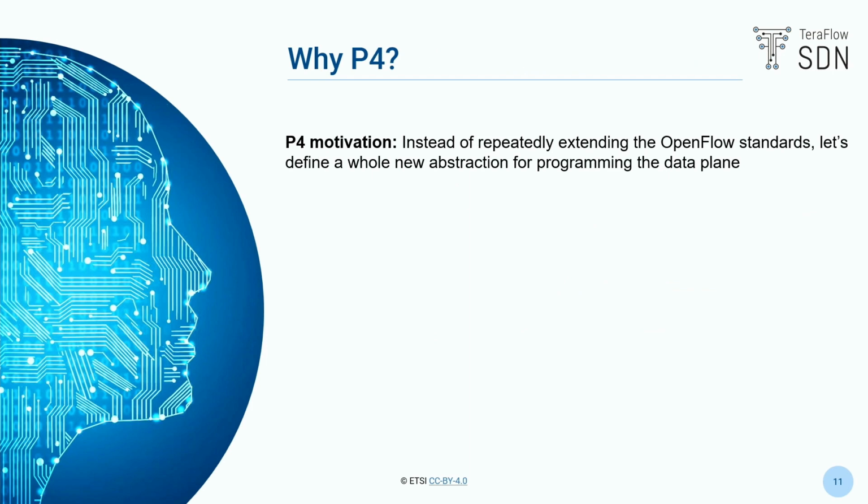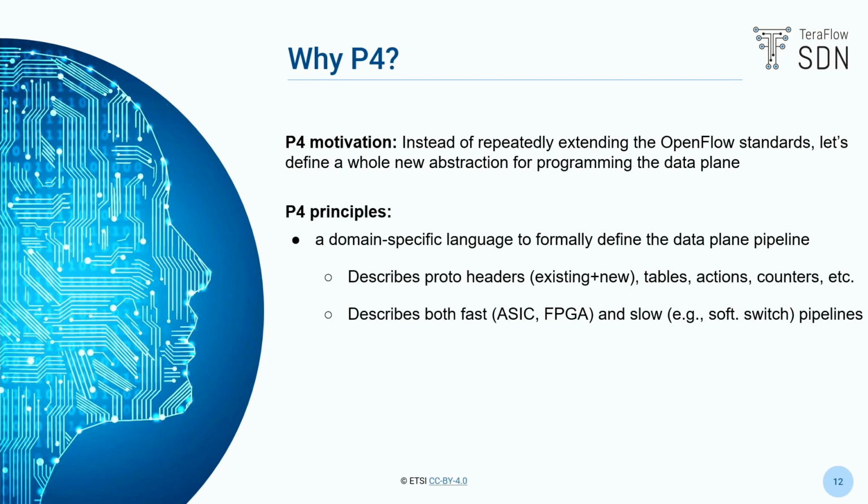So the real motivation around P4 was that instead of repetitively extending the OpenFlow standard to support more header fields, more protocols, more actions, and so on, why don't we define a new abstraction for programming the data plane without these kind of limitations? And how we could do that?